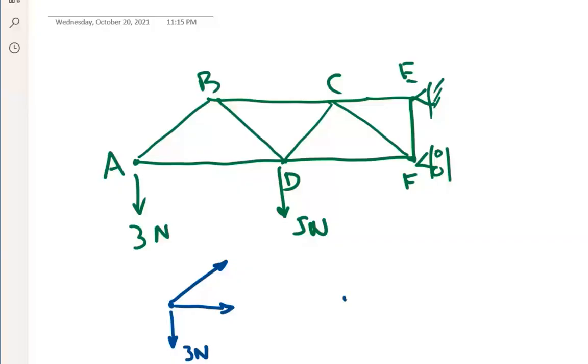If I push, let's say this is the joint here, compression is pushing towards the joint. So this will be compression, and this will be tension, and this will be tension, right? That's the way to draw.